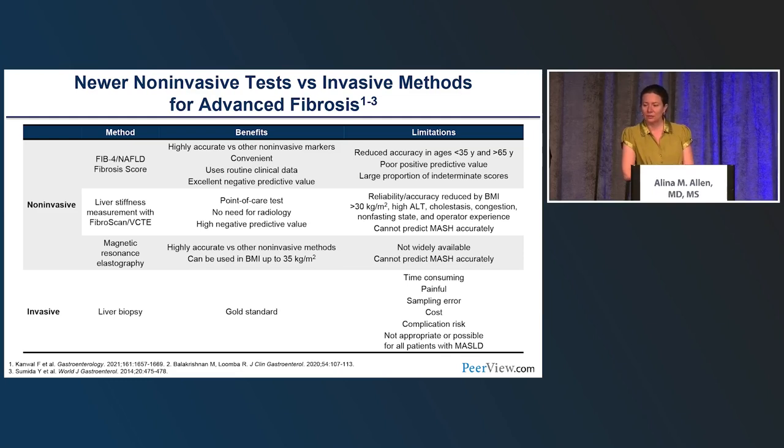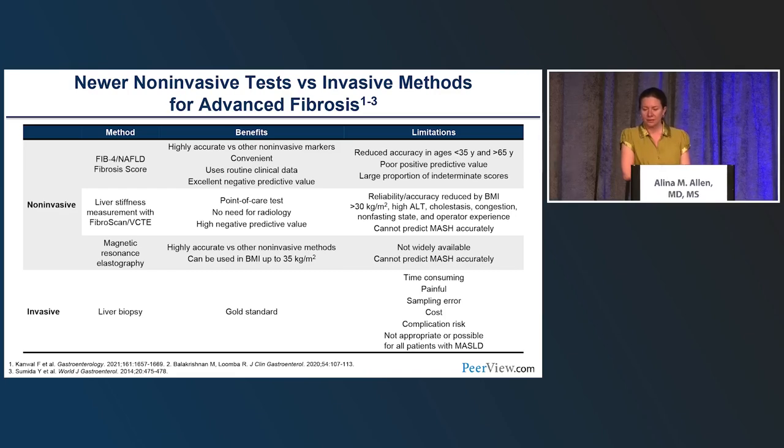The limitations relate to accuracy mainly, and this accuracy decreases at the extremes of ages, in those younger than 35 and older than 65. They have poor positive predictive value, meaning that if the score is high, we're not quite sure that this truly means advanced fibrosis, but it does mean that we need to be worried about it and we need to do another test. The other part is that there's a large proportion of patients who have indeterminate scores in between the lower cutoff and the higher cutoff, which we will go into further in detail later.